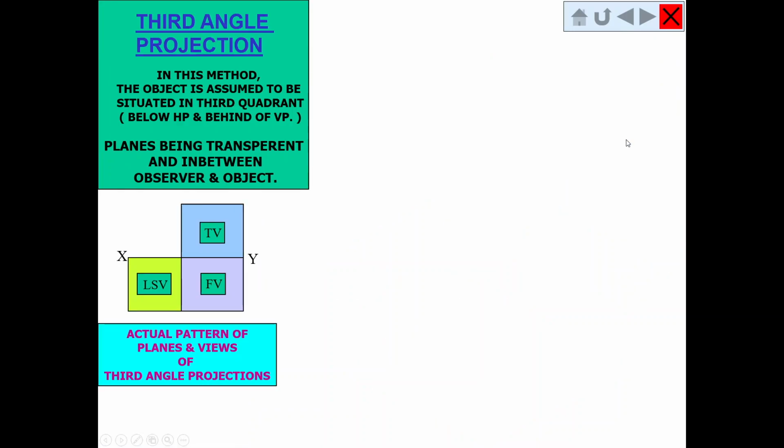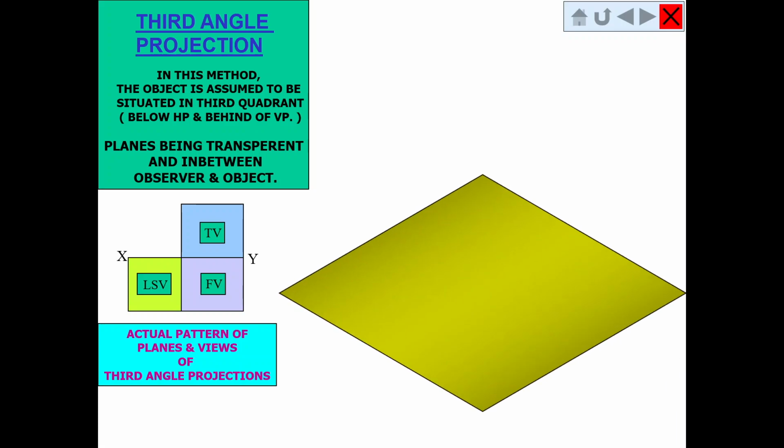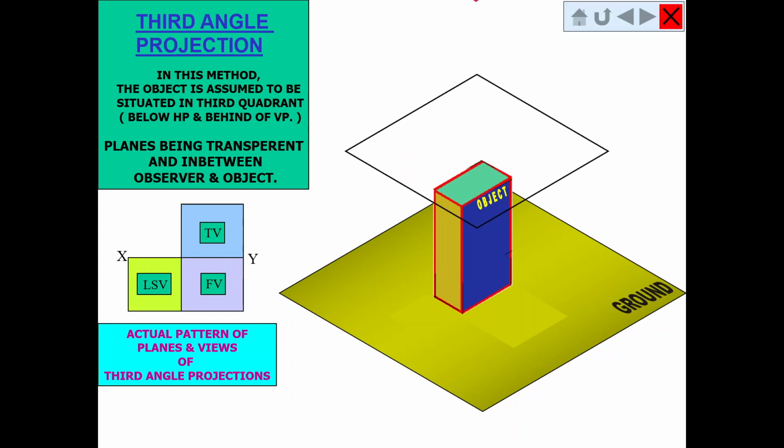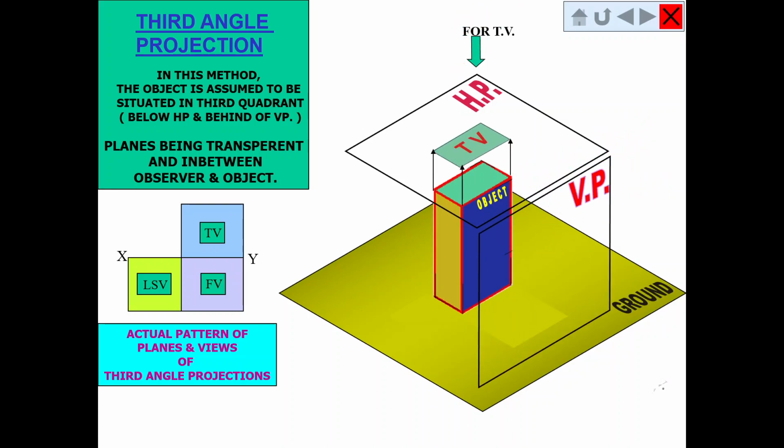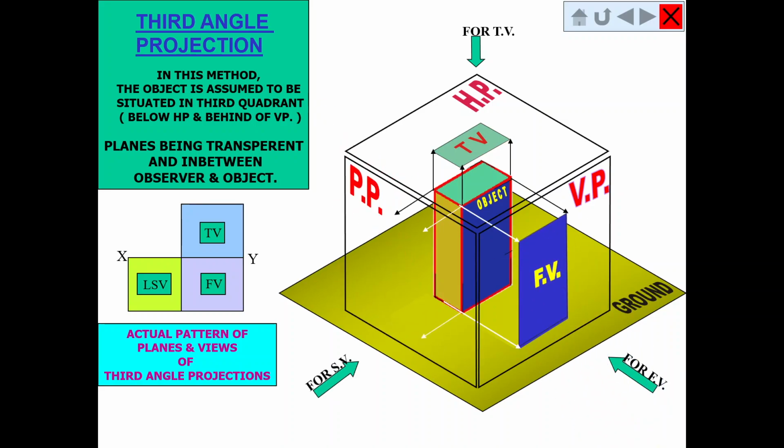And it is exactly opposite in third angle of projection. I am not going to explain it, just see the animation, because we are not going to use this method, but just see that it is exactly opposite to first angle of projection. As you can see, the top view is above the xy line, the front view is below the xy line, and this is the left hand side.